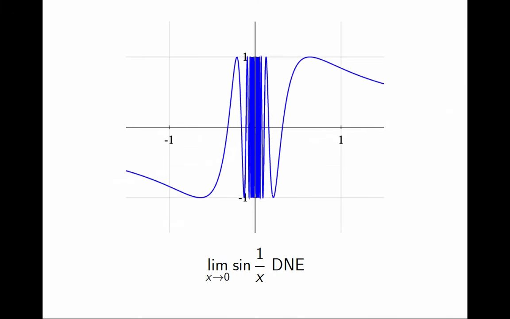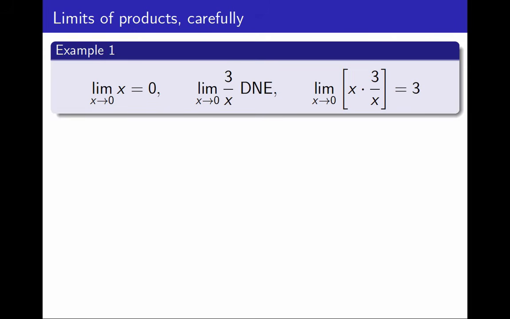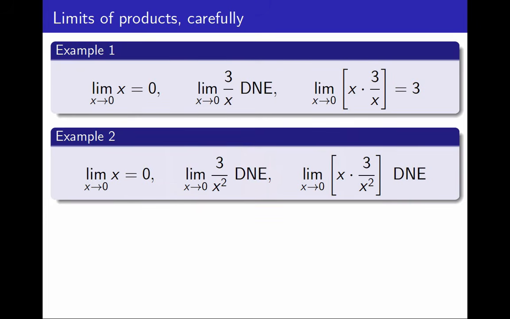In case you are not convinced, here are a few other examples where if I use the same argument, I will get an answer that is clearly false. All of these limits are as x approaches 0. First, the limit of x is 0. 3 over x does not have a limit, but their product has a limit, and that limit is 3. On the other hand, second example, the limit of x is 0. 3 over x squared does not have a limit, but their product, well, also does not have a limit.